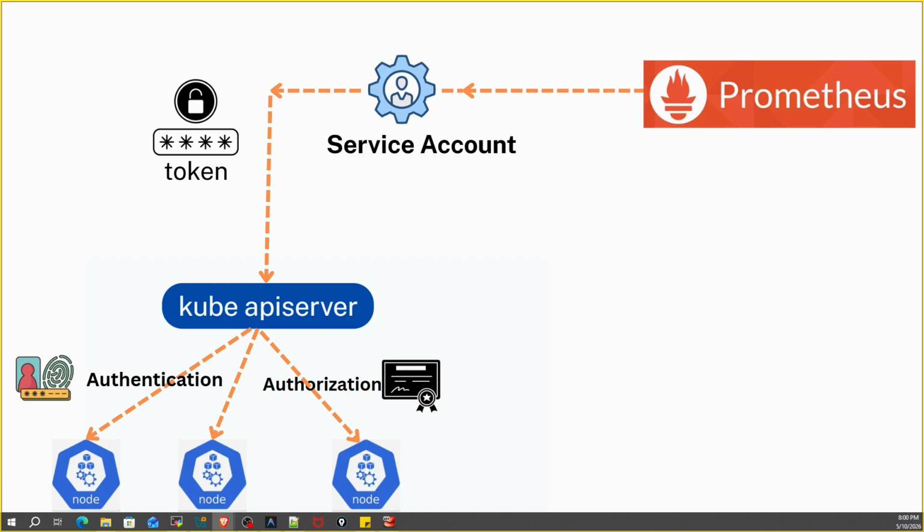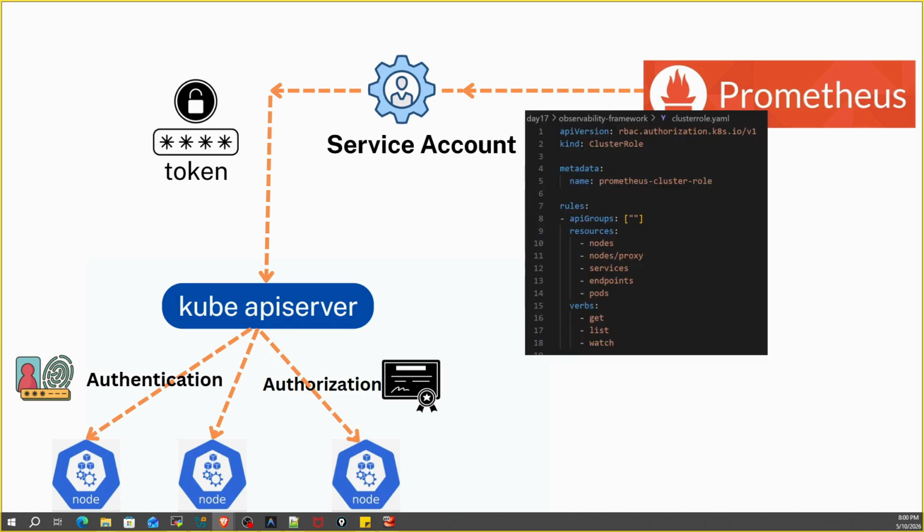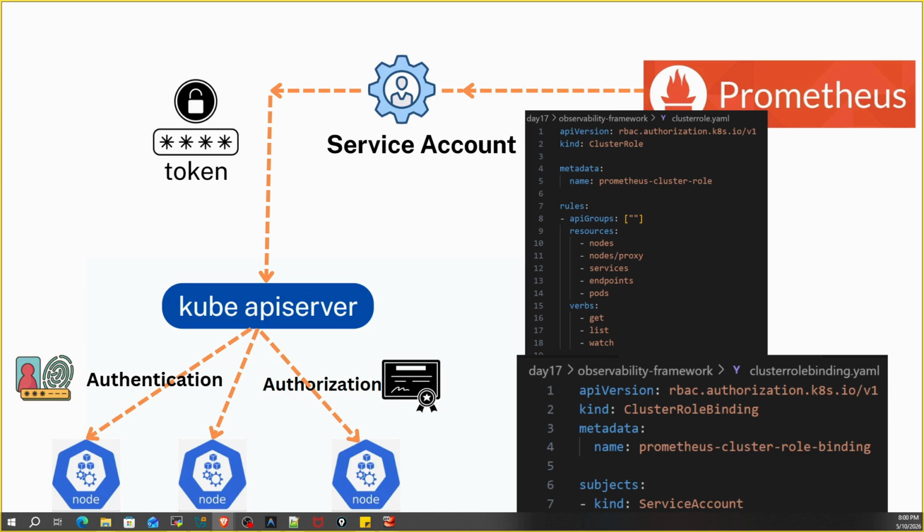That means namespace level role and role binding are not sufficient here because they work only within a particular namespace. Since we need cluster-wide access, we use ClusterRole to define cluster level permissions and ClusterRoleBinding to attach those permissions to the service account.